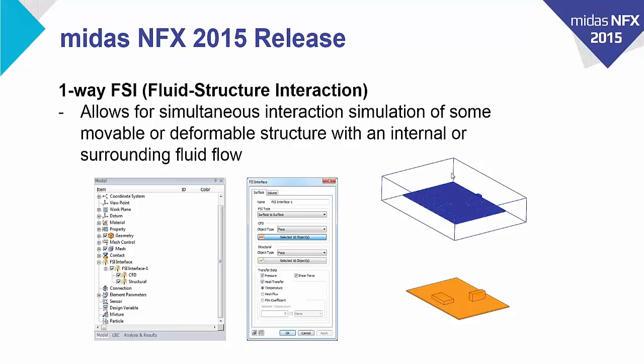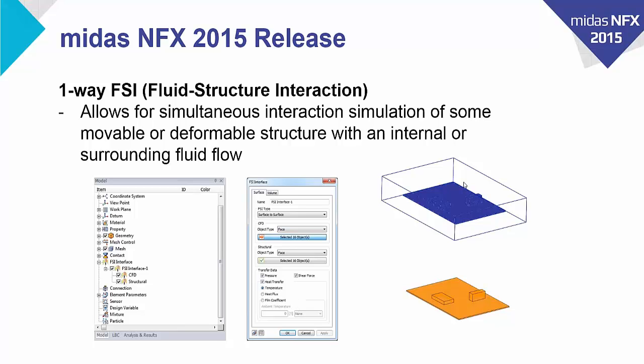You create the interface between the CFD boundary and the structure boundary, and you can exchange through this interface several types of data. So basically pressure data, shear force, and heat transfer. And in heat transfer you have the choice between transferring the temperature, the heat flux or the film coefficient.